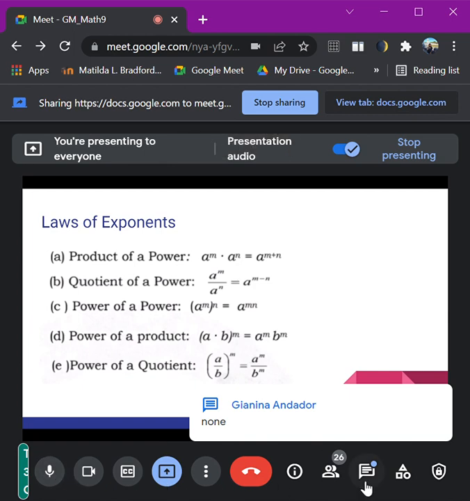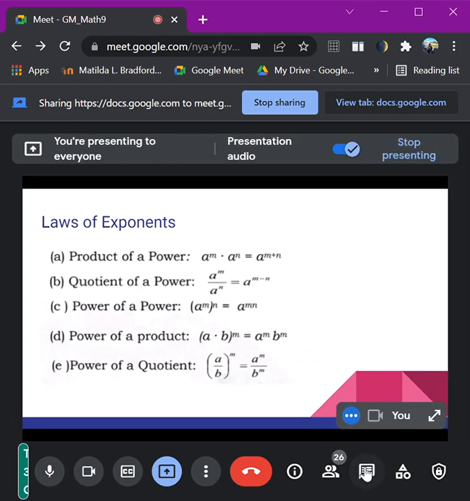Okay. So, next one we have here is power of a product. When we say power of a product, this time we have two factors inside the base and only one exponent. As you can see here, we have a times b, this is the base, and the one outside is the exponent.